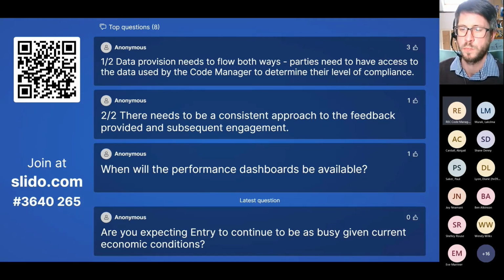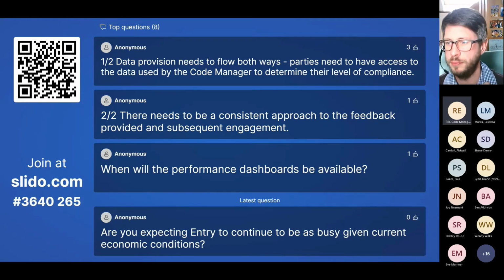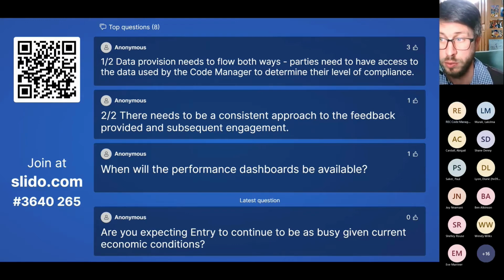So the first one: data provision needs to flow both ways. Parties need to have access to the data used by the code manager to determine their level of compliance. And there's a part two: there needs to be a consistent approach to the feedback provided and subsequent engagement. Any comments on this? I totally agree with that. And I don't know who wrote that, but I entirely support that. Communication needs to be both ways.